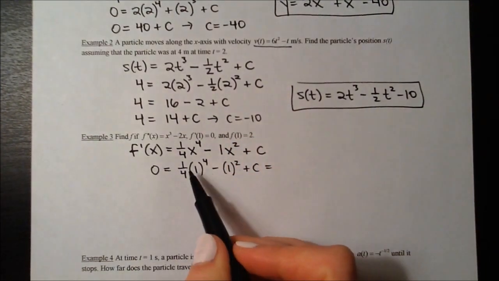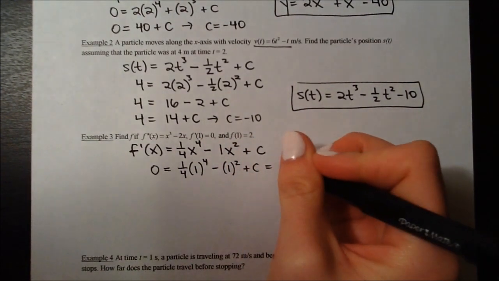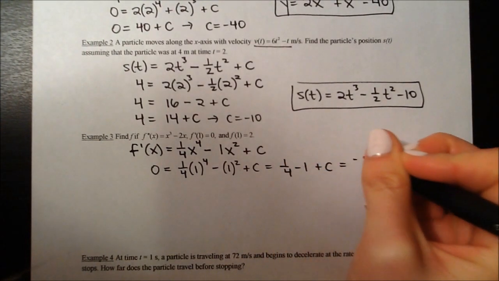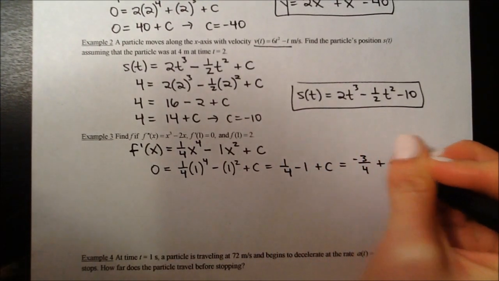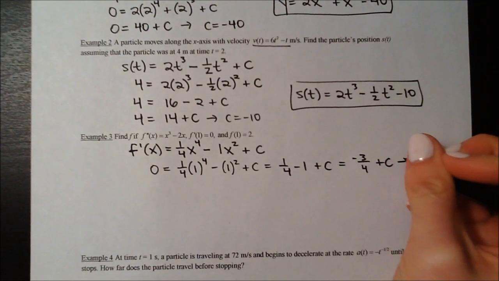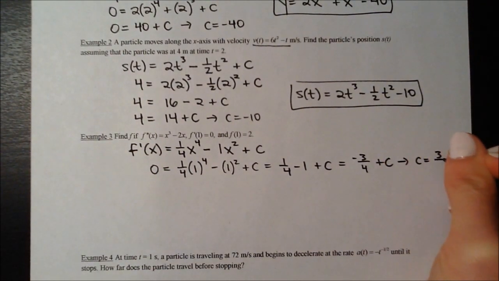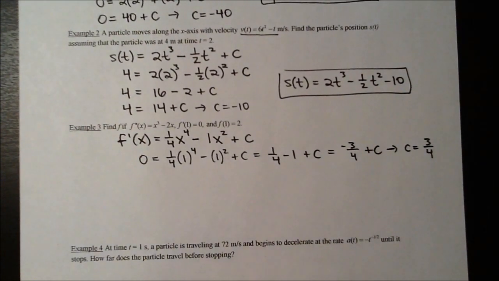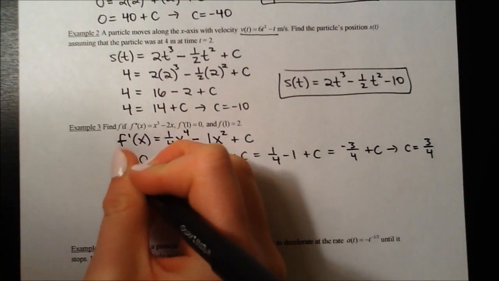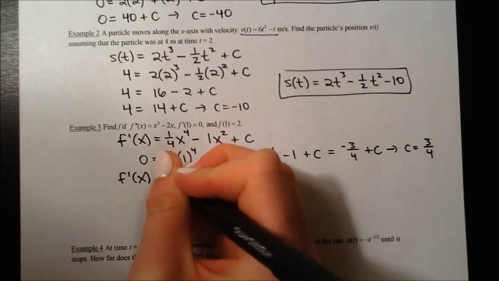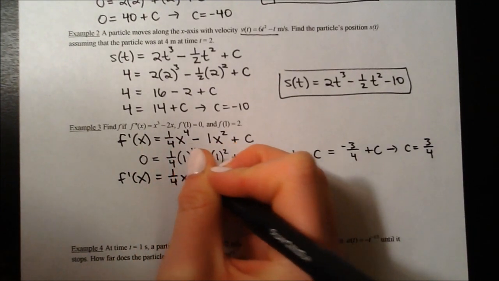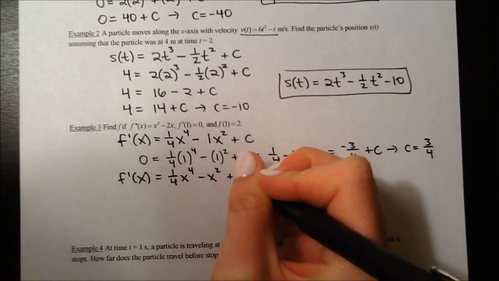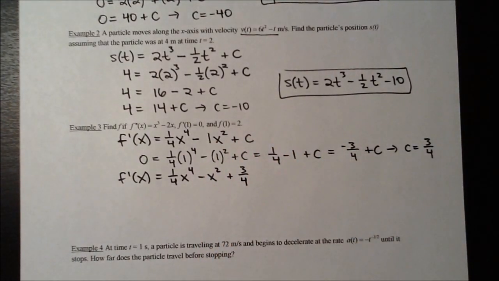Okay, so my right-hand side, 1 to the 4th, of course, is just 1. So I have 1/4 minus 1 plus c, which is negative 3/4 plus c. So that means that c is 3/4. Okay, so we're going to take that and we're going to rewrite our first derivative. So f prime of x is now 1/4 x to the 4th minus x squared, but then instead of plus c, we're going to put plus 3/4 because we found the first initial condition.